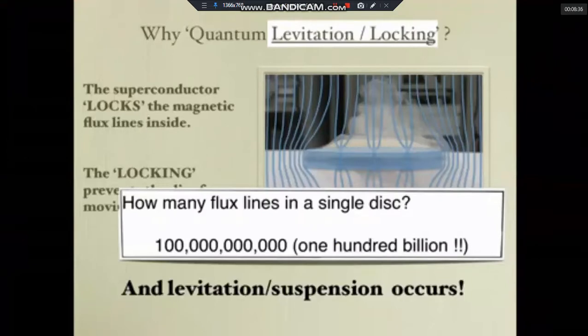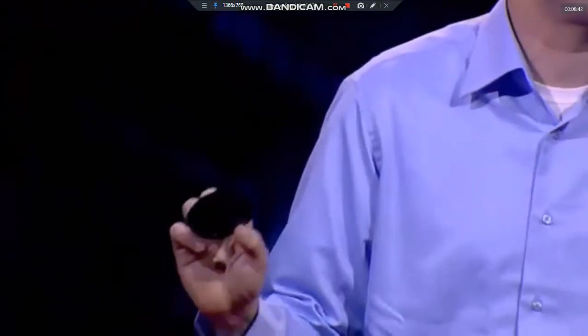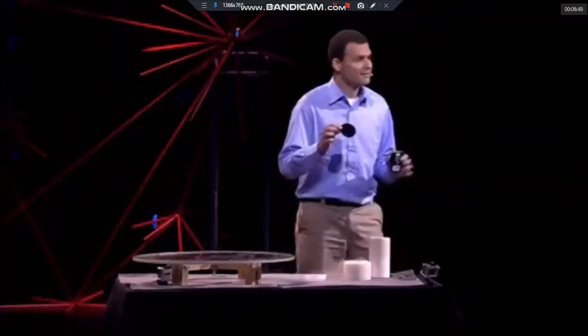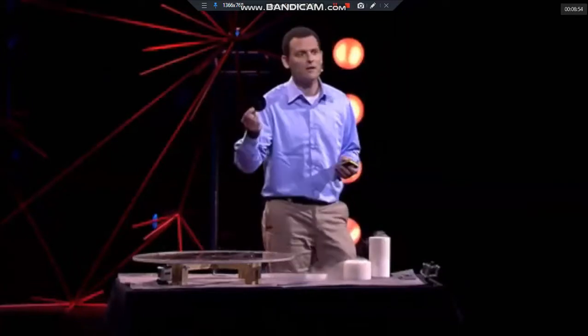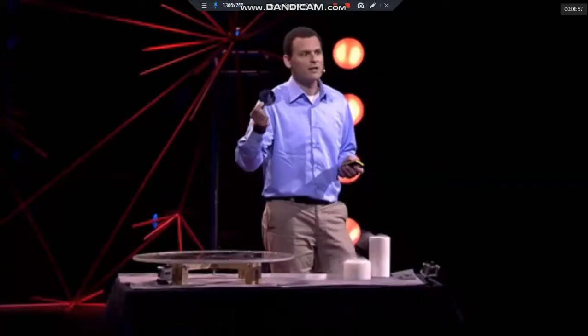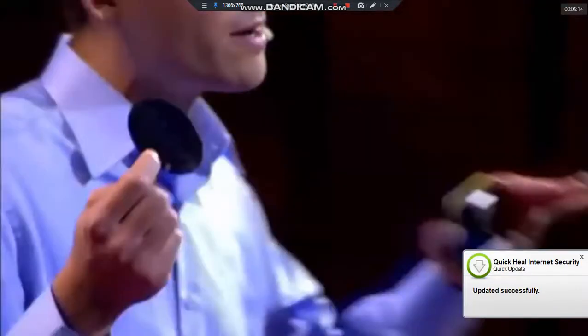But how many fluxons, how many magnetic strands are there in a single disk like this? Well, we can calculate it, and it turns out quite a lot. 100 billion strands of magnetic field inside this 3-inch disk. But that's not the amazing part yet, because there is something I haven't told you yet. The amazing part is that this superconductor that you see here is only half a micron thick. It's a remarkable effect. It's very strong.